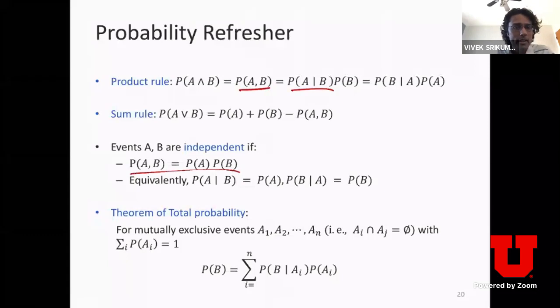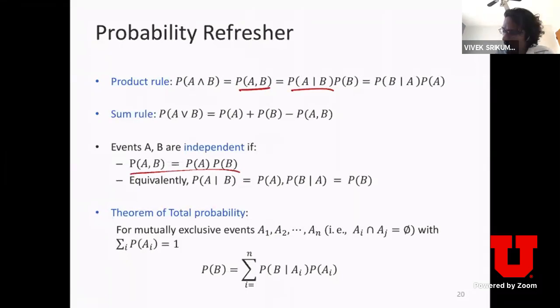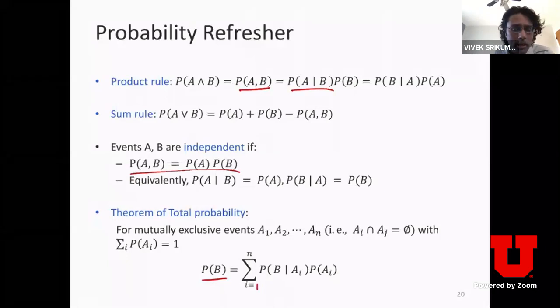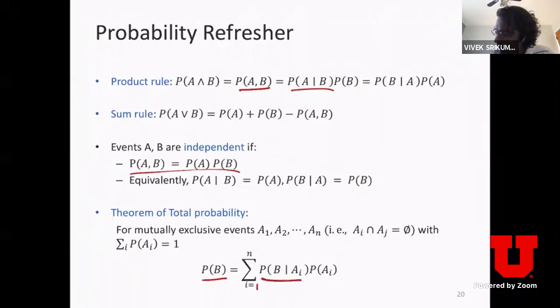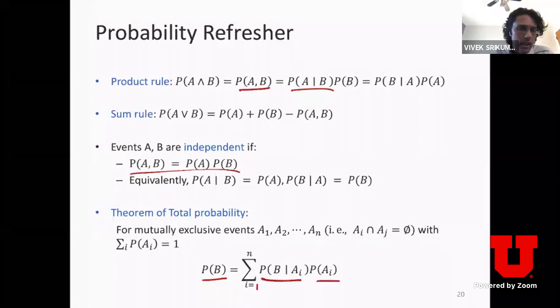The two variables are independent if their joint probability is the product of their probabilities, and you can marginalize out. This theorem of total probability says for any event B, the probability of B is the sum over all possible values that some other random variable can take, of the probability of B given A_i times P of A_i. This is stuff hopefully that you've seen before.